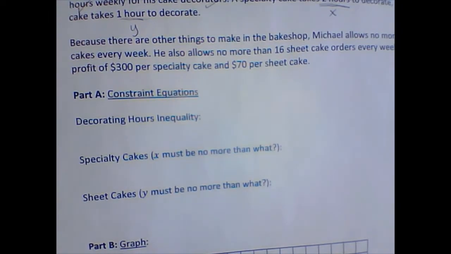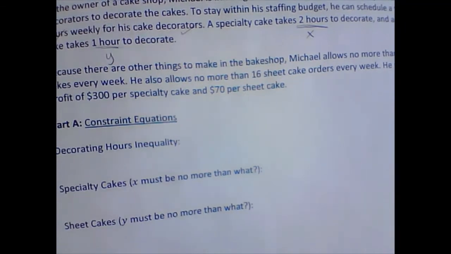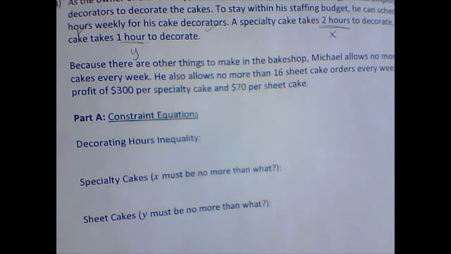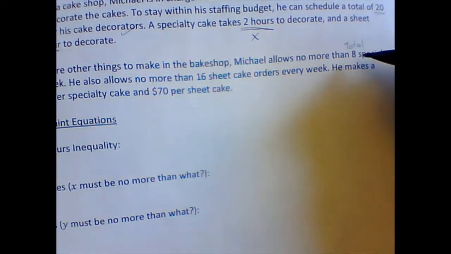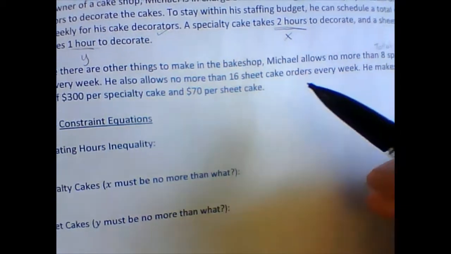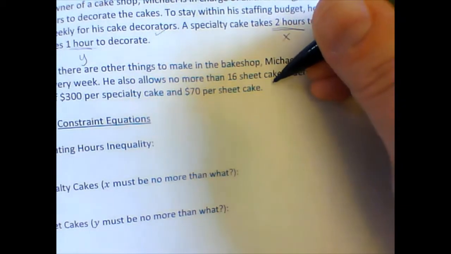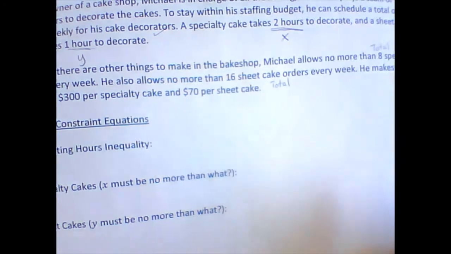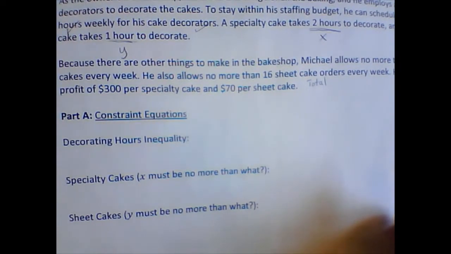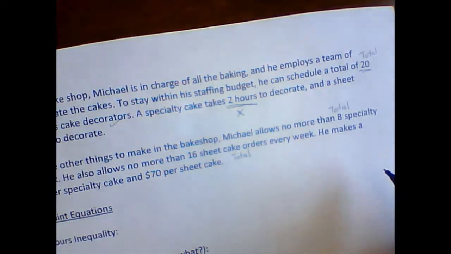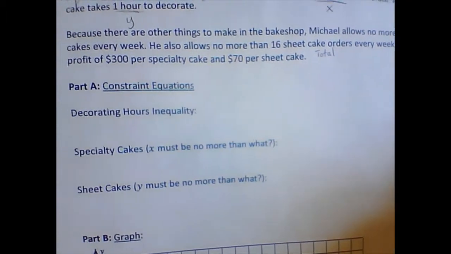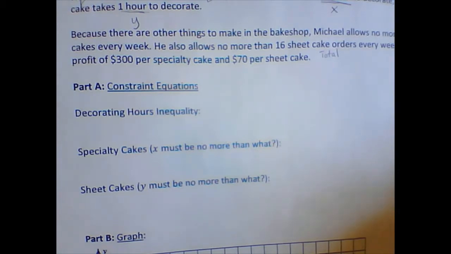All right, we're going to go looking for other things. And this is where some of the strange parts crop up. So Michael, who's in charge of this bakery, allows no more than 8 specialty cakes. That's a total. That means that 8 doesn't get the X. And then 16 sheet cakes. That 16 doesn't get the Y. Totals don't get the variables. These are separate individual numbers that I'll show you how to work in later. This isn't something you'll have to do on the other graphs. The other graphs are much more like the ones we've already practiced on.